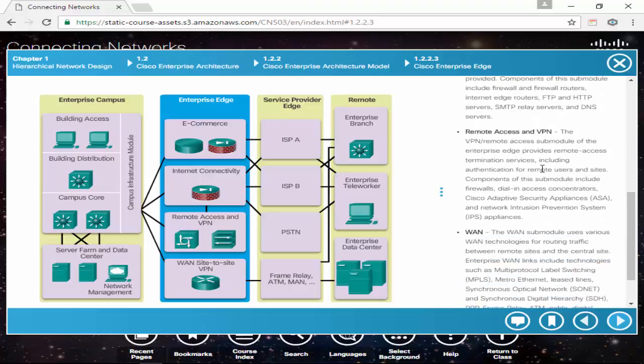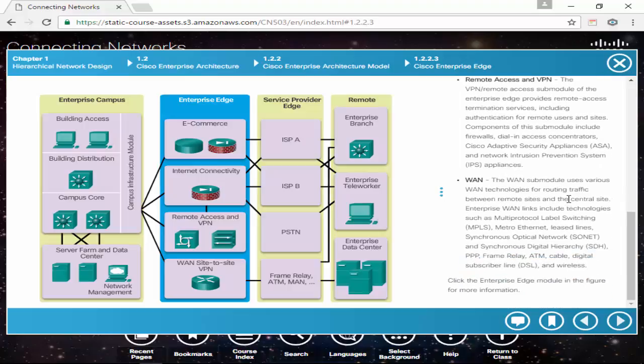Alright, so then we have remote access and VPN. The VPN remote access submodule of the Enterprise Edge provides remote access termination services, including authentication for remote users and sites. Components of the submodule include firewalls, dial-in access concentrators, Cisco adaptive security appliances. Okay, so dial-in concentrators, that's just a modem bank, but when we see concentrators, it used to be how people would VPN in. Now we use ASAs to do it. Alright, anyways, and network and IPS appliances, that is just the more advanced ASAs have IPS.